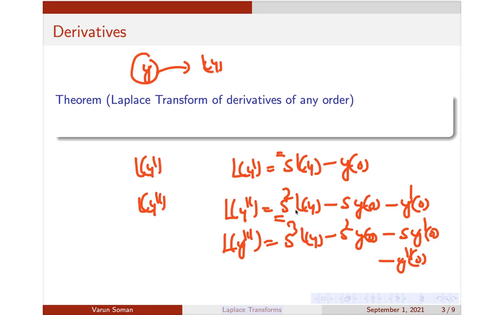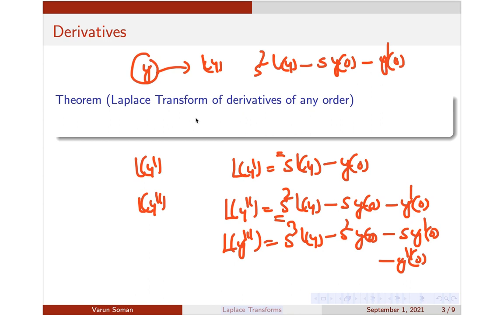In this case, in the first step you had s square into L of y. In the next step you have to reduce this s, so it is simply s. When you reduce s, you have to bring this y of 0. Again it reduces, minus y dash of 0. There is no more s to reduce, so that is the end point here.